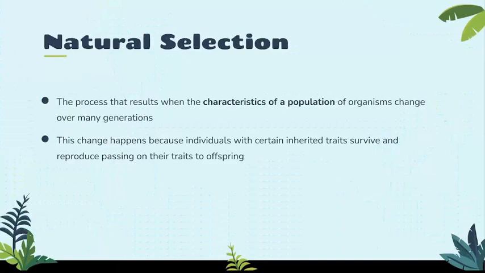However, this wasn't really a natural selection, because who caused the Industrial Revolution? We did. But on the other hand, we have natural selection, obviously. So natural selection is a process that results when the characteristics of a population of organisms change over many generations. This change happens because individuals with certain traits will survive better and they will reproduce, passing their traits to their offspring. So when you talk about natural selection, it's really not the English moth. That's probably not a good example.